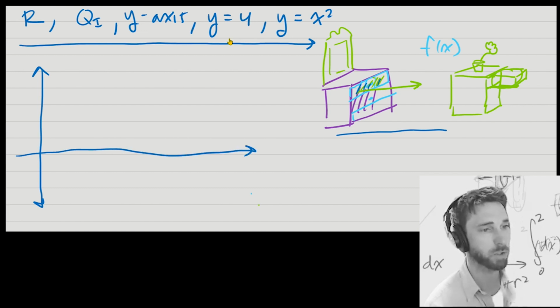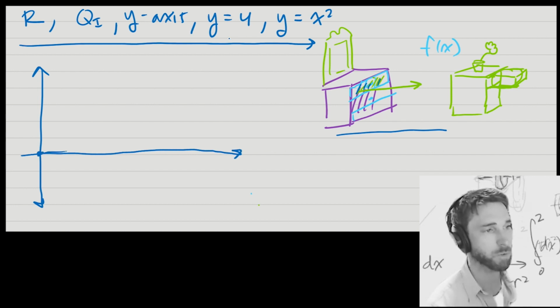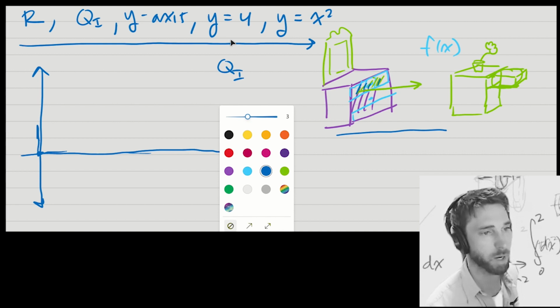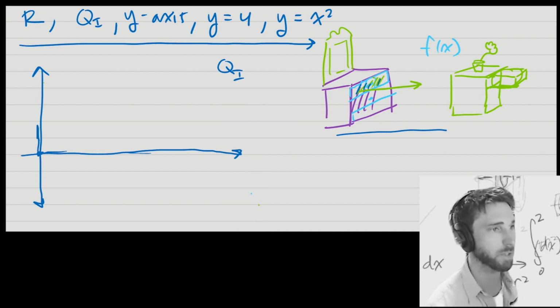So let's just take a look at that. What does this look like? What is this region? So we're told it's in the first quadrant. So we know that for all x is positive and y is positive. We're in this quadrant here on the Cartesian grid. We're told it's bound by the y-axis. So where is that? The y-axis is this. We're told it's bound by the line y equals 4.